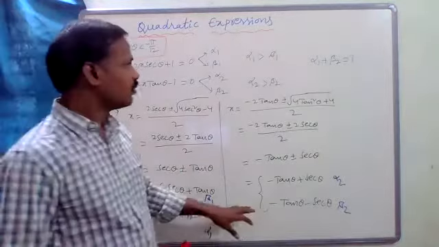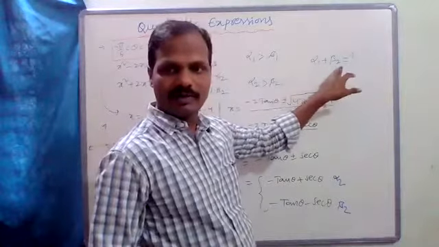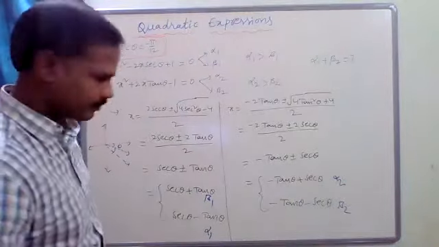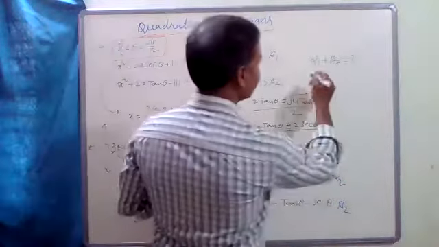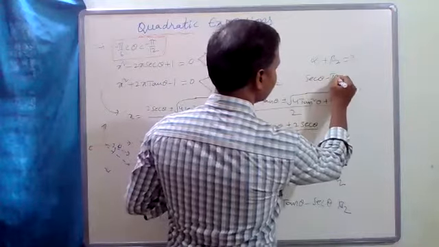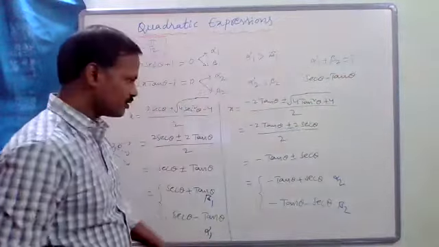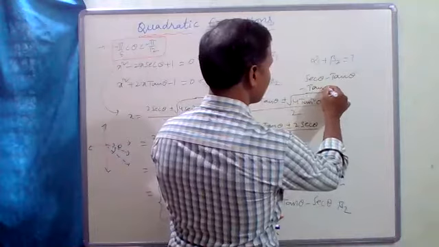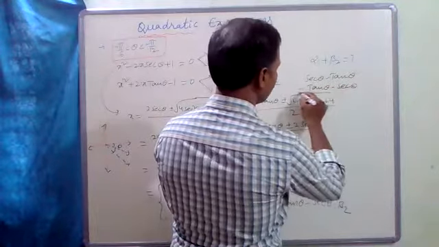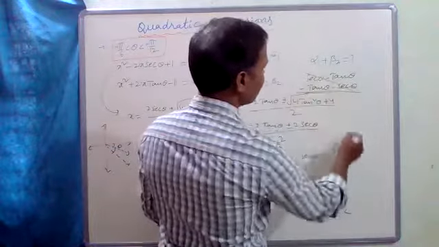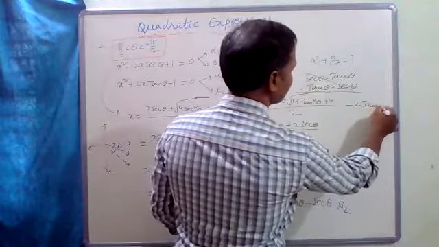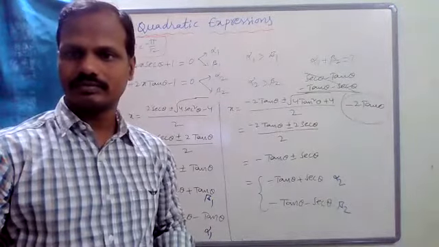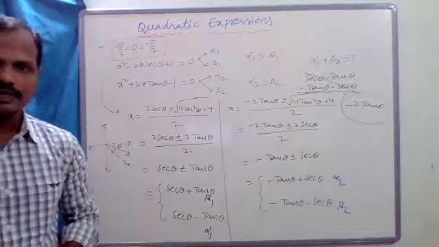Now what you have to find? Alpha 1 plus beta 2. Alpha 1 plus beta 2 means this one, secant theta minus tan theta, plus beta 2, which is minus tan theta minus secant theta. By adding these, the secant theta will cancel, leaving minus 2 tan theta. The answer is minus 2 tan theta. Is it okay?